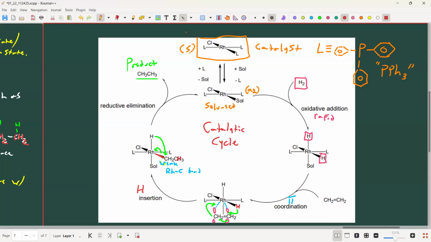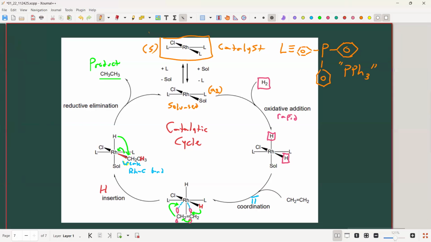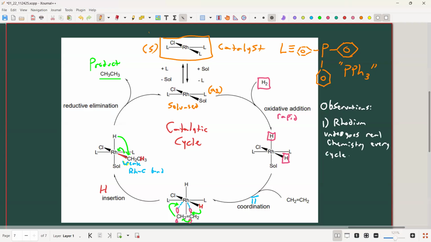So what are some observations that we can make about this? And then I'll finish up here. Well, the first observation, let's think about this for a second. As I said, the rhodium undergoes real chemistry every cycle. And of course, the question is how many cycles can this do? Well, I don't know. It depends.